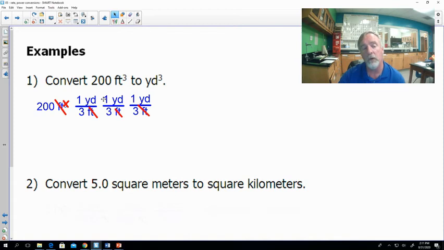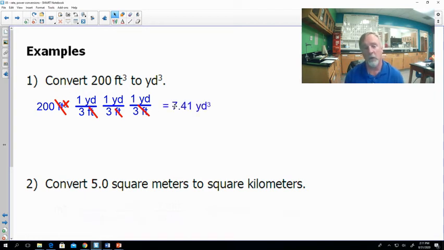Now, what I want you to do is multiply all the numerators together and all the denominators together. So you're going to have 3 times 3 times 3 as your denominator. You have 200 times 1 times 1 times 1 as your numerator. So I want you to punch into your calculator 200 divided by 9. Right? I only want you to do that division 1 time.